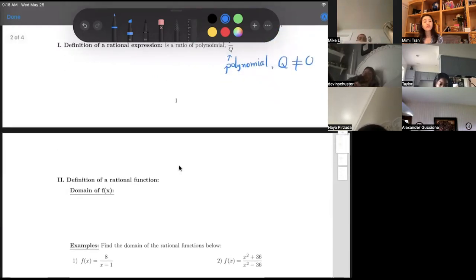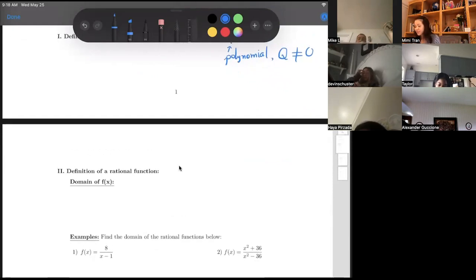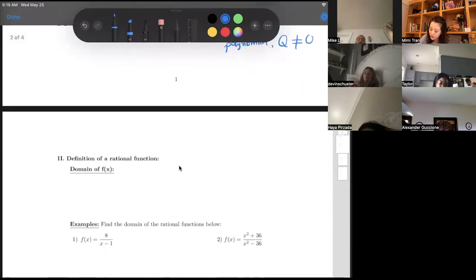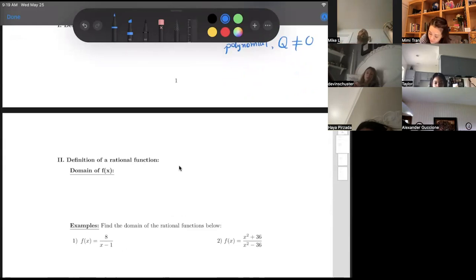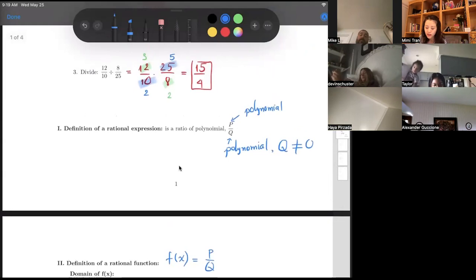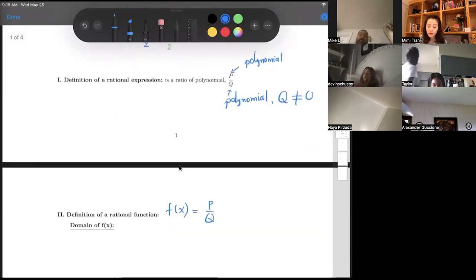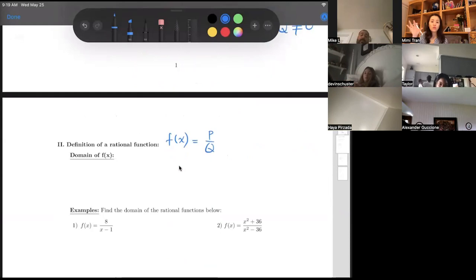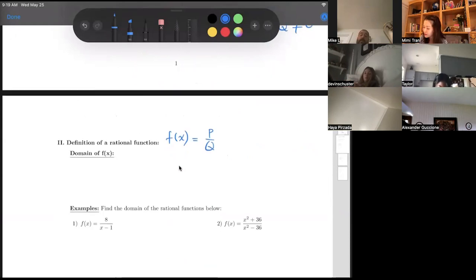Now, the rational function, the only difference is you have f of x in front of it. So the rational function is denoted f of x. A lot of the time you're going to see me write f of x equal p over q. So it's very similar to the rational expression, right? It's still p over q, but if you have f of x equal, you have an equation that's called a function. So when I say expression or function, you should be able to distinguish what is what.